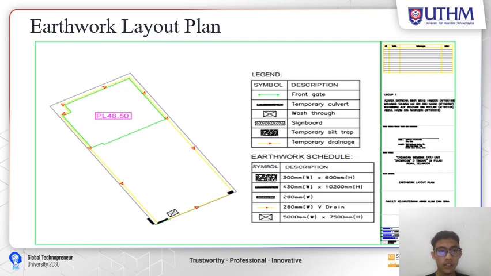So this is the earthwork layout plan. As you can see, we have the temporary culvert here, the front gate, temporary drainage, the wash trough, signboard, temporary culvert, and also the temporary silt trap. The front gate and the buildings are quite far, but it's because I follow the road design drawing. So this is our earthwork layout plan that will be proposed. That's all for the earthwork design. Thank you.